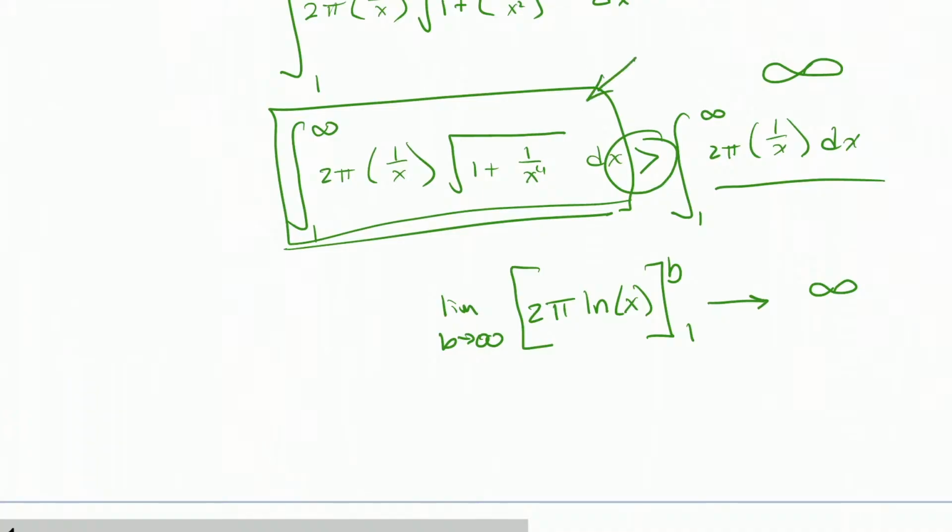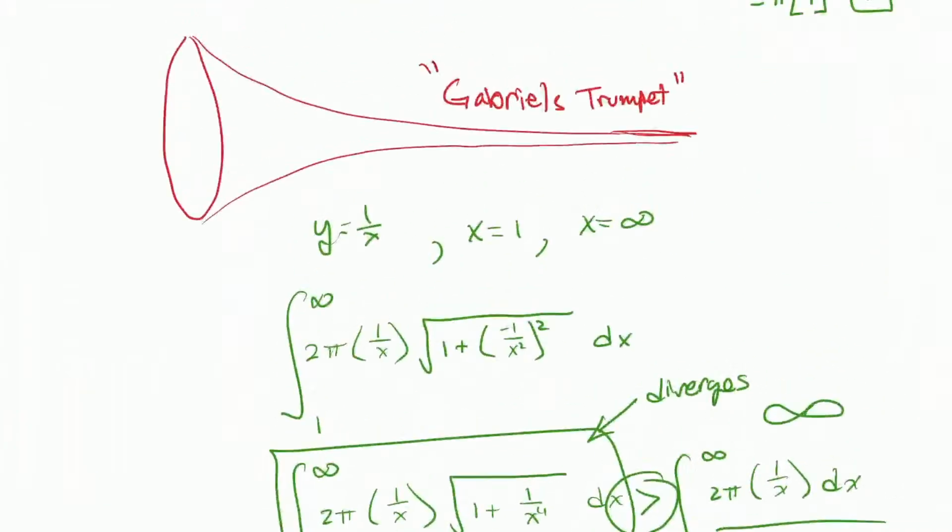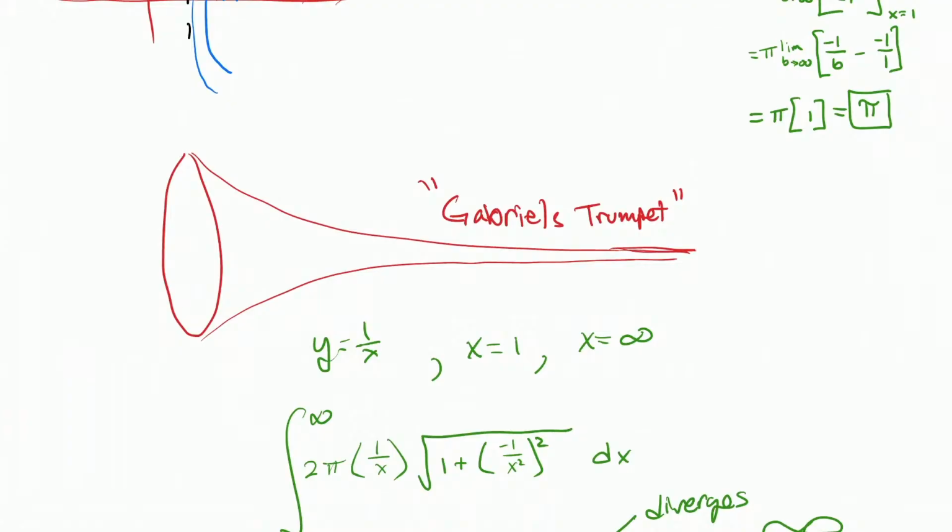So that thing diverges. Now here's the cool thing about Gabriel's trumpet. If you can imagine this, Gabriel's trumpet has a finite volume and an infinite surface area. So imagine if you were tasked with painting Gabriel's trumpet. You would never have enough paint to cover the surface. However, if you tipped the trumpet up on its edge and poured the paint in, you would easily fill it, because there's the volume right there. Isn't that weird? How could that be?